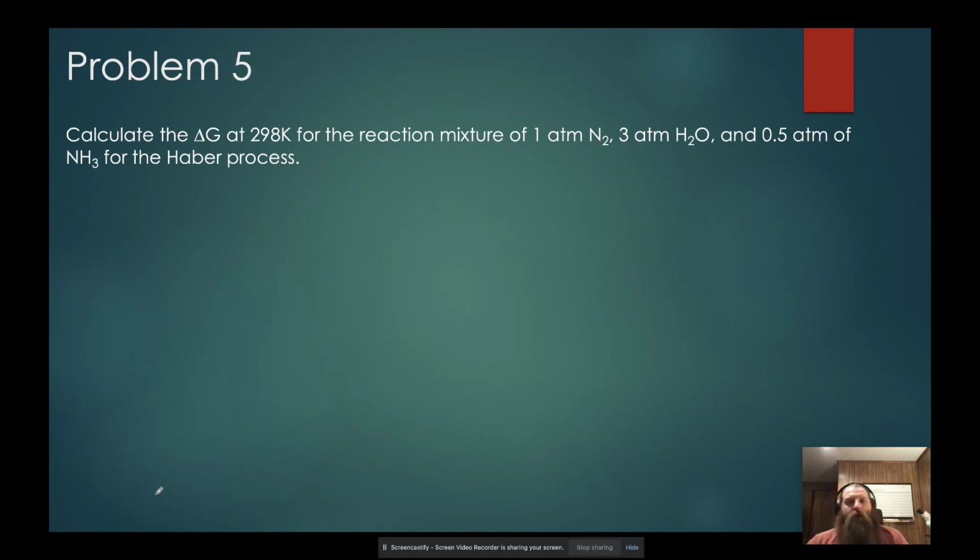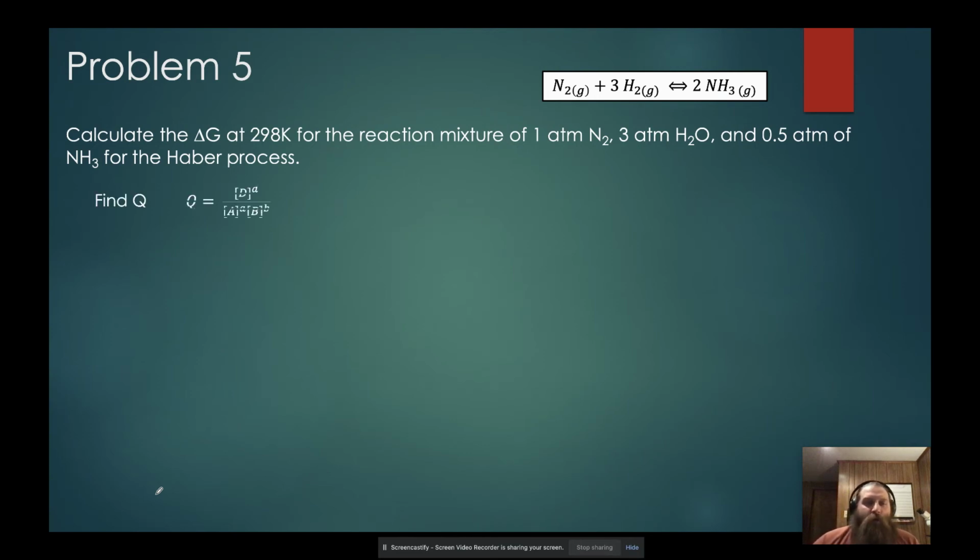So in this question, we're going to say, calculate delta G at 298 K for the reaction mixture of 1 atmosphere of N2, 3 atmospheres of H2, and a half an atmosphere of NH3 for the Haber process. So again, there's the Haber process. Well, the first thing I need to do is find Q. I only have one product, so I only need one number on the top. I have 2 reactants, so they can stay on the bottom.